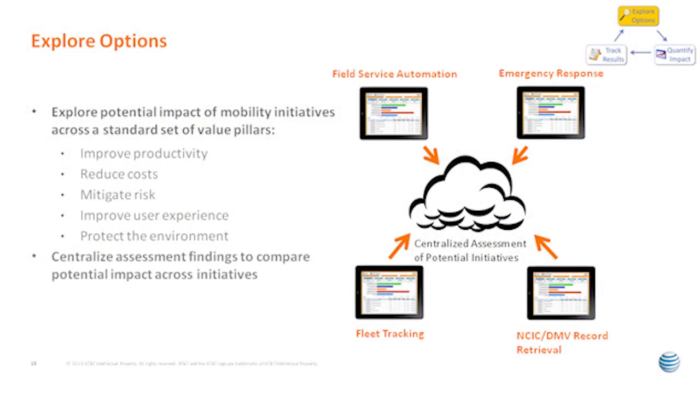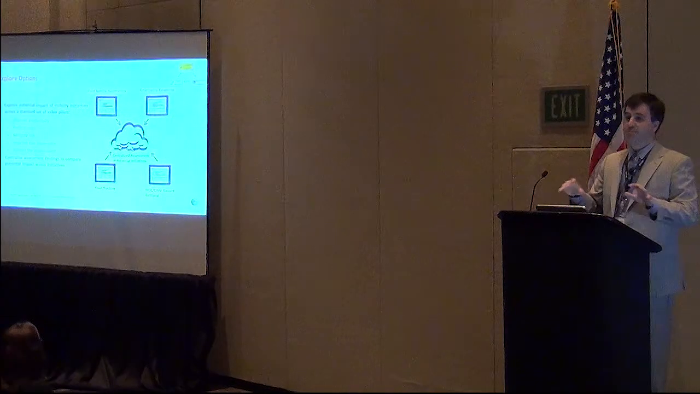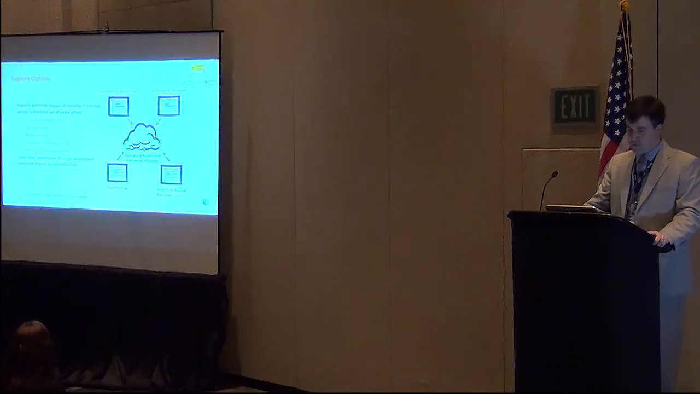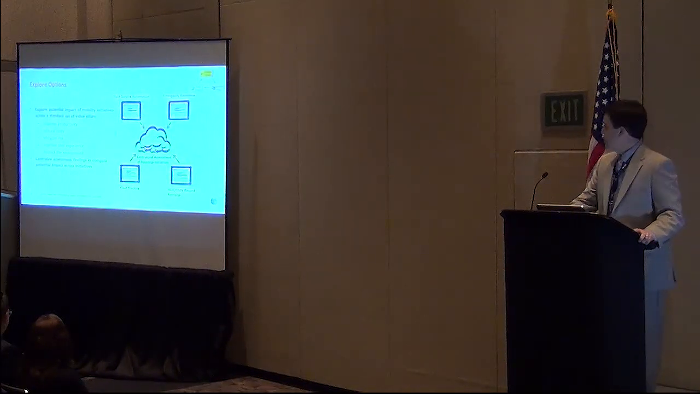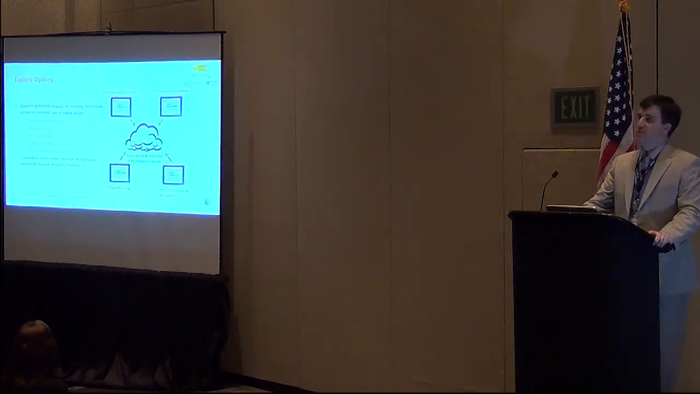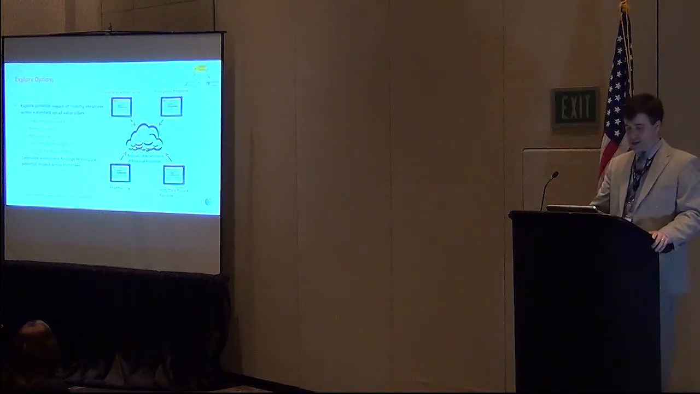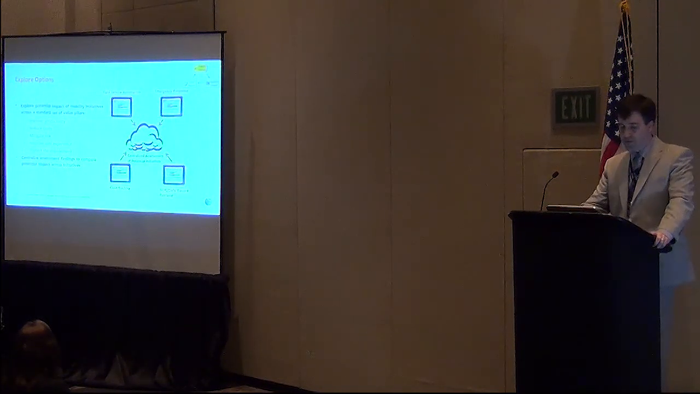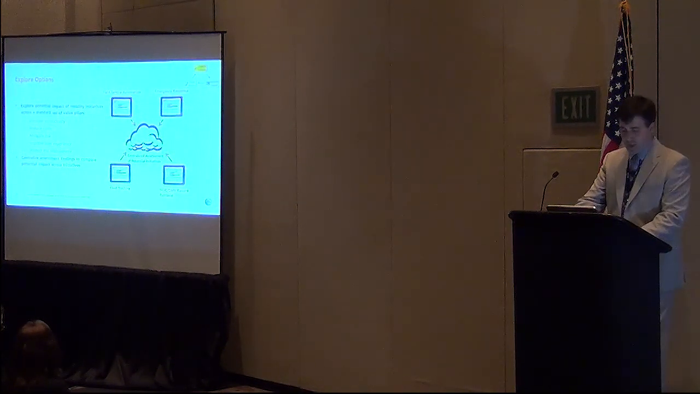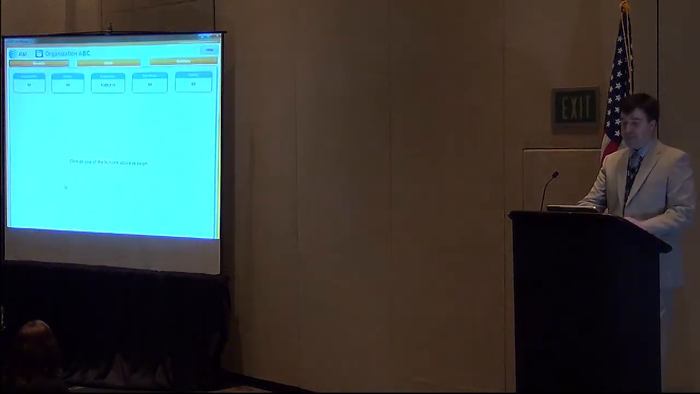And we're going to go through just three simple steps. The first one is around exploring options. And so, maybe there's field service automation or emergency response or fleet tracking or criminal or DMV record retrieval for mobile devices. There's a lot of potential initiatives in which you could invest. And now the question is, how do we determine which ones? And so in the explore options, we just want to nominate candidates directionally. If we look across things like productivity and costs and risk and sustainability, let's get just a directional assessment on where we may get the best returns. And so what I'm going to do now is actually toggle over to the software platform.